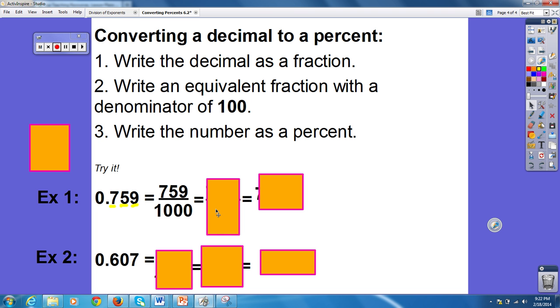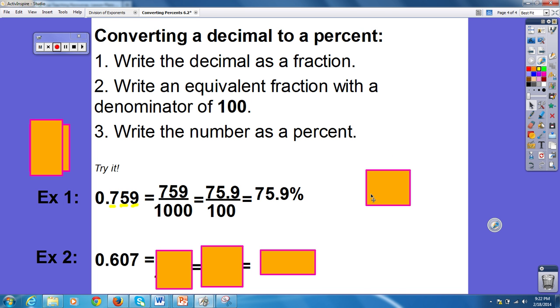1,000 divided by 10 will equal 100. Remember that if I do something to the bottom, I also need to do it to the top. So I divide the top by 10 and get 75.9, and I divide the bottom by 10 and get 100. From here, now I have 75.9 over 100, which can also be pronounced 75.9 per 100, which tells me that it is 75.9%.